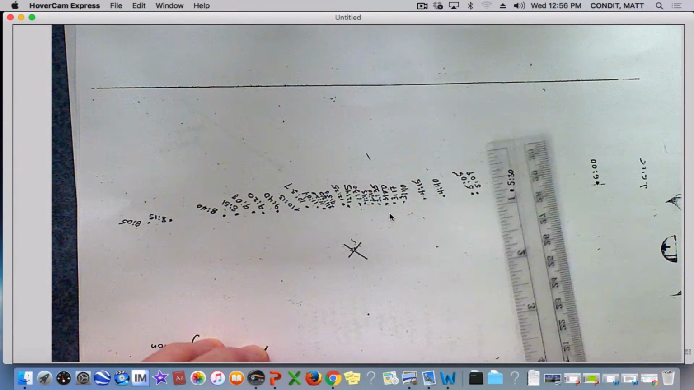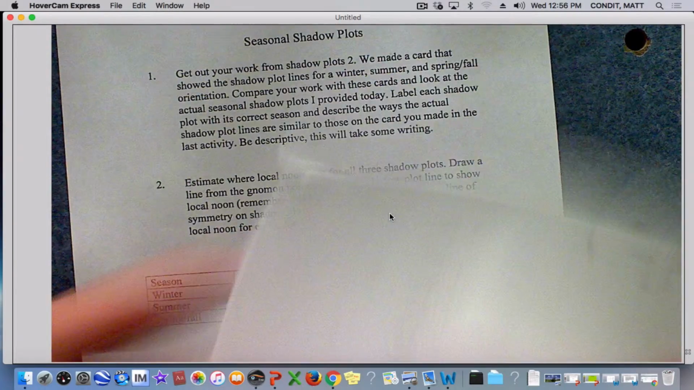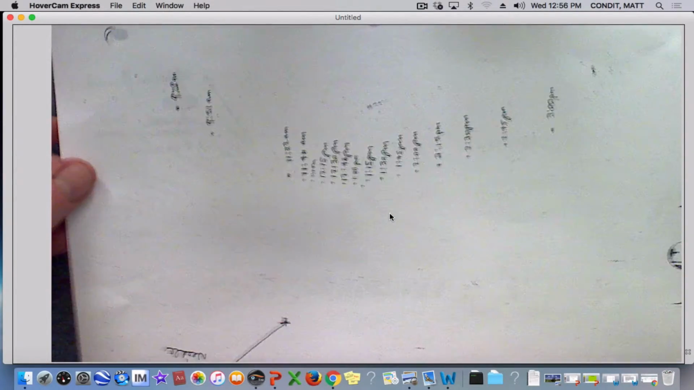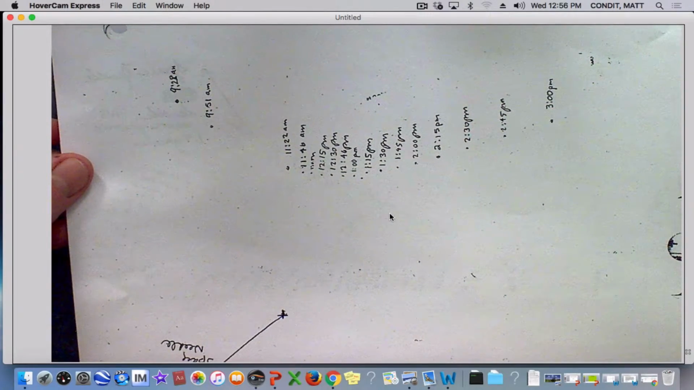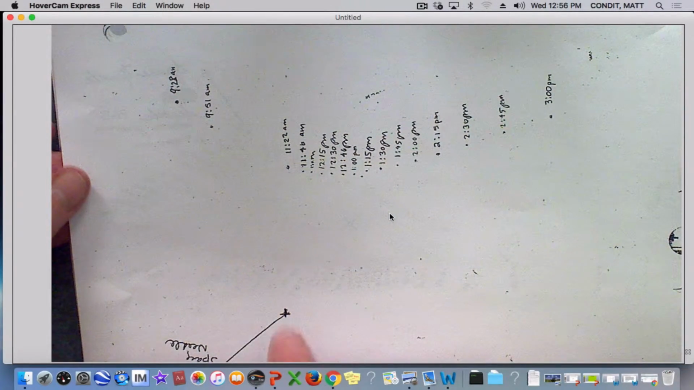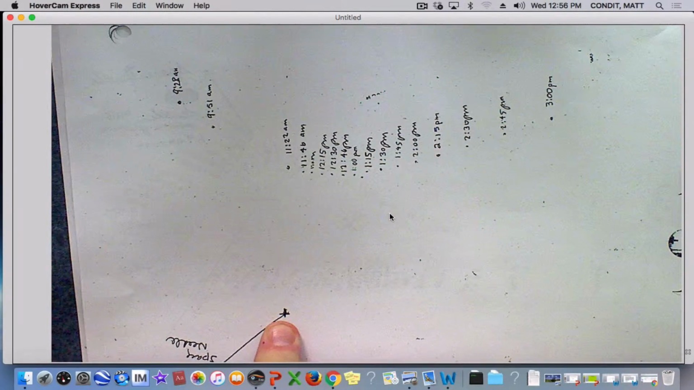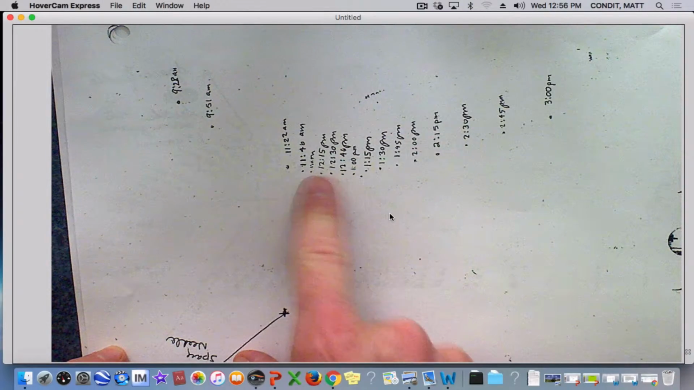So you'll need to do that on all 3 of these shadow plots. You will need to label them with the correct season. You'll have to draw a line that connects all their points, and then you'll have to find the shortest line of the day. This is kind of a funny one because you can see these marks are way away from the gnomon, but that should give you a clue. Right in here, local noon is going to be somewhere around that area. But you've just got to figure that out and then put the local noon line in.